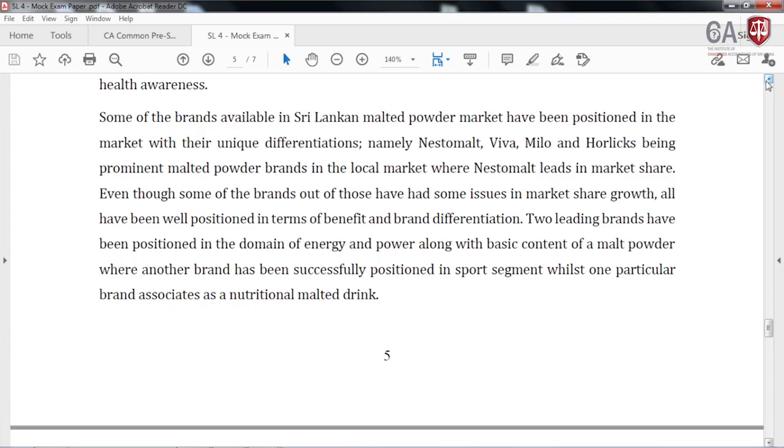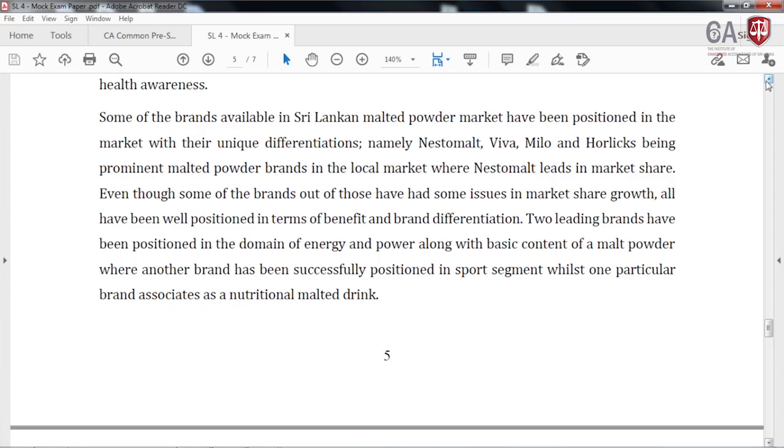Some of the brands available in the Sri Lankan malted powder market have been positioned in the market with their unique differentiation, namely Nestomalt, Viva, Milo and Horlicks being prominent malted powder brands in the local market, where Nestomalt leads in market share. Already you know these facts.